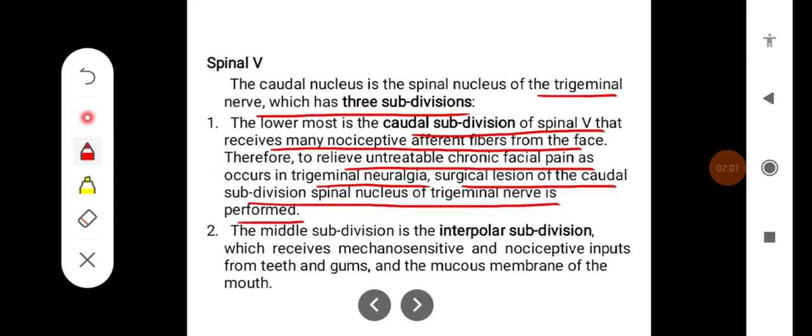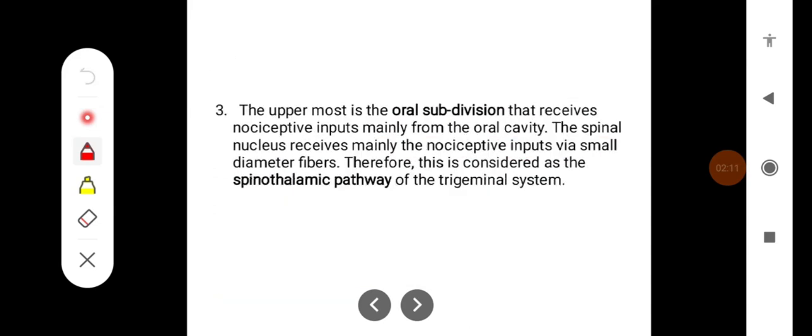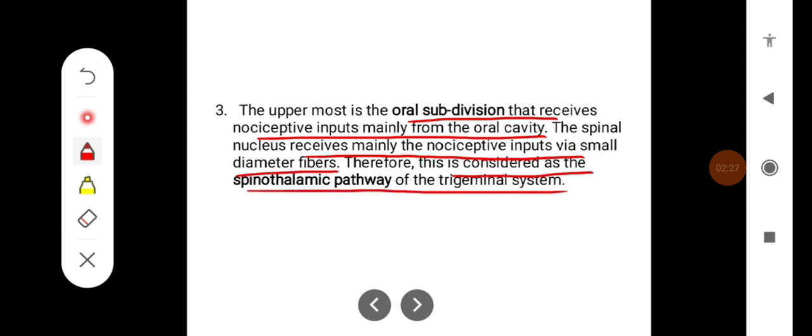The middle subdivision is the interpolar subdivision, which receives mechanosensitive and nociceptive inputs from teeth and gums and the mucous membrane of the mouth. The uppermost is the oral subdivision that receives nociceptive inputs mainly from the oral cavity. The spinal nucleus receives mainly the nociceptive inputs via small diameter fibers. Therefore, this is considered as the spinothalamic pathway of the trigeminal system.